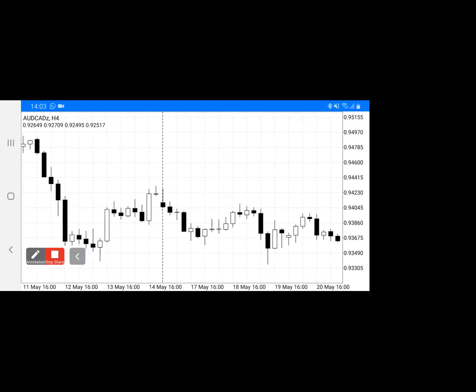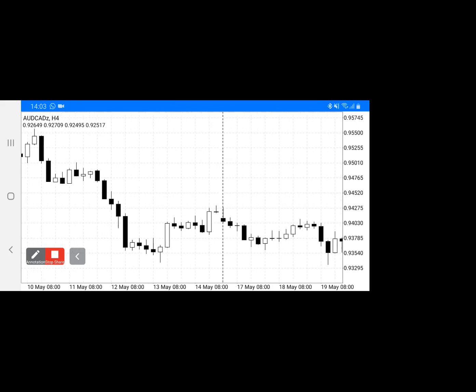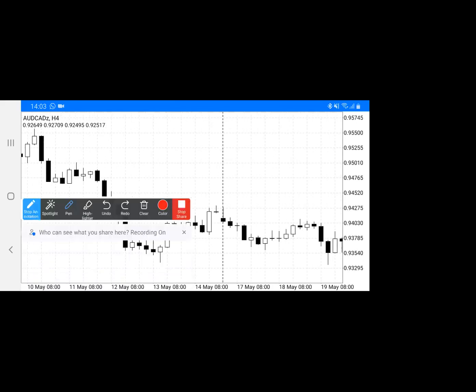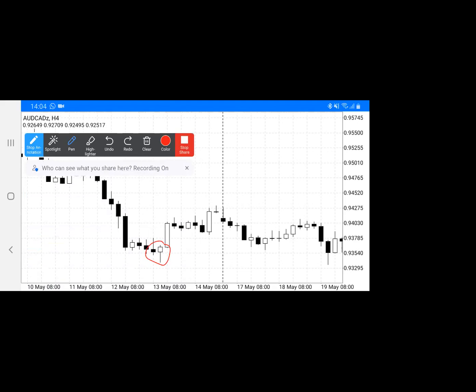Okay. Has anyone else found any good examples? Oh, look at that. This is a beautiful one. We've got a great hammer here. This is a textbook hammer. This is the one I was looking for. Look at that. Do you know what I mean? This is a textbook hammer.